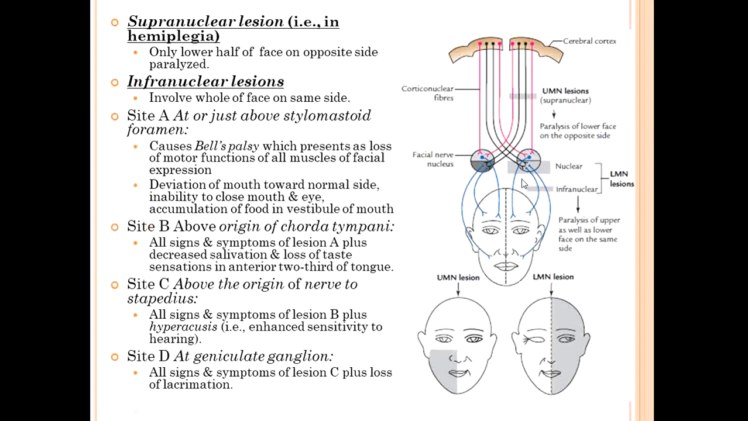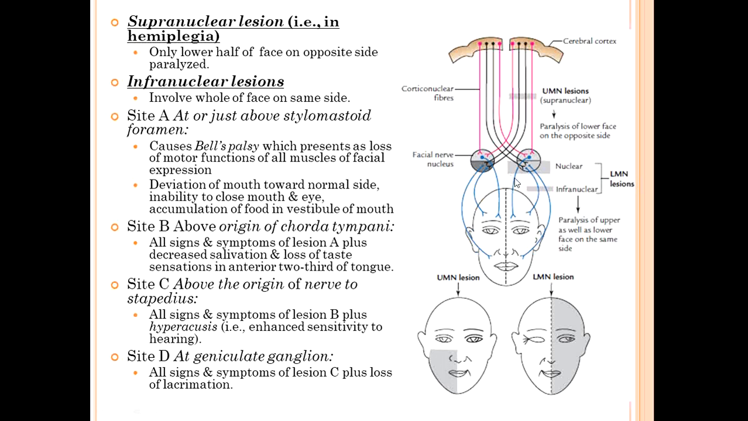Okay, now you see here is the facial nerve nucleus. After this there is the facial nerve, and above this, if any lesion is there, UMN, it is known as upper motor neuron lesion, it is supranuclear lesion. So if here is the lesion, there will be paralysis in the lower face on the opposite side, this much. Okay, suppose the lesion is UMN lesion on the left side, so paralysis will be in the lower half of the right side.